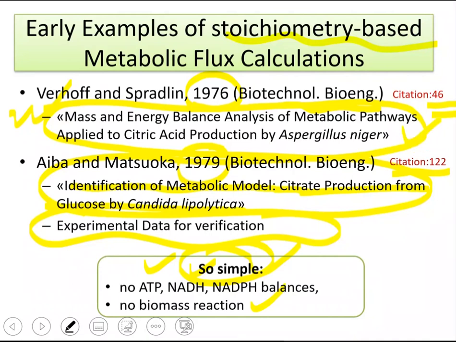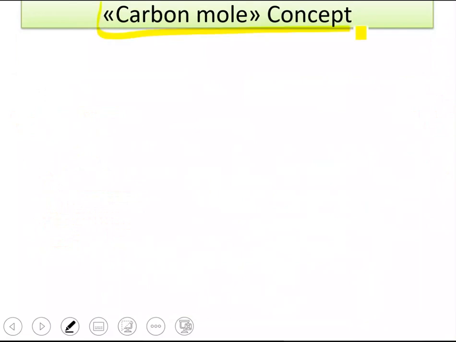So before sharing some screenshots from those two papers, which are the earliest examples of metabolic flux analysis, as far as I know, I want to talk about carbon mole concept. You don't need to know this now, nobody uses it. But if you go to the papers from 70s, 80s, or 90s, you will see this very frequently. So that's why I want to define it and share the details of it. So when you check a paper from 90s, for example, you wouldn't feel surprised.